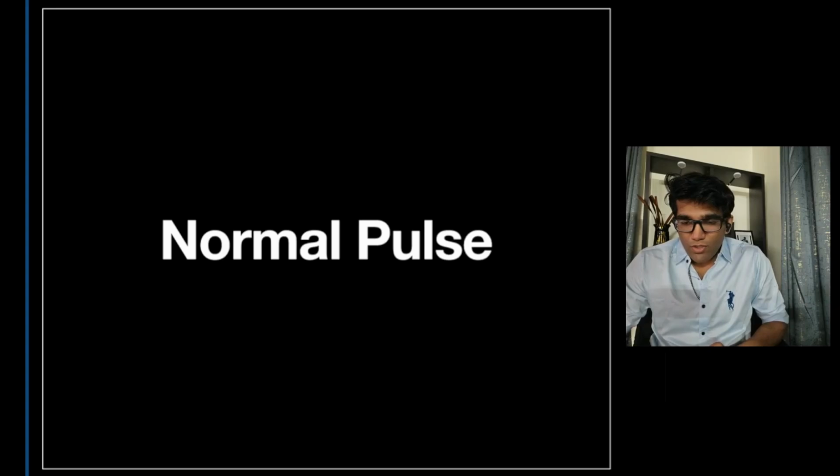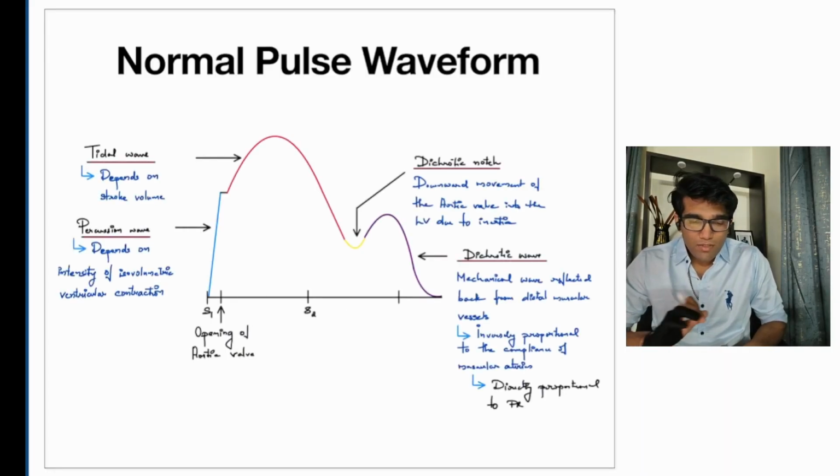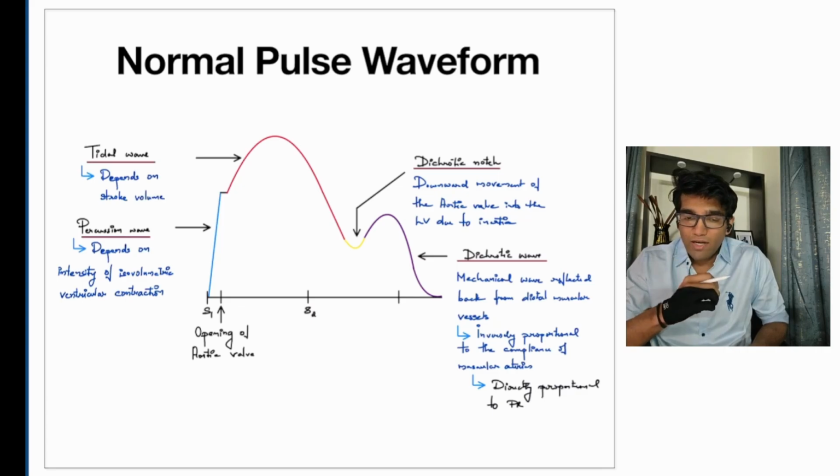So what is the normal pulse? The normal pulse waveform is this. What I've shown here is actually the waveform that you would get if you were to put a highly sensitive mechanical transducer on, say, a peripheral artery and then see the waveforms.